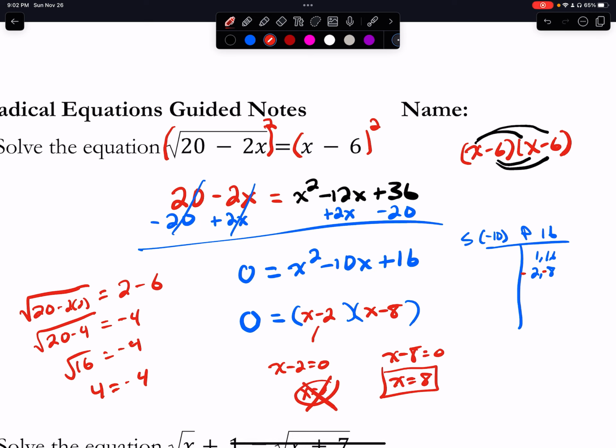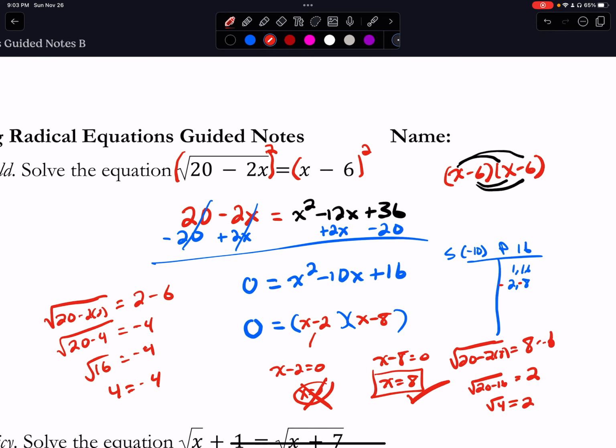We're going to cross off that answer, and then we're going to check 8. Let's see if 8 works. The square root of 20 minus 2 times 8 is equal to 8 minus 6. This looks like it's going to work. We've got the square root of 20 minus 16 is equal to 2. Is this correct? The square root of 4 is positive 2. So check, our answer does work. What happens is we have one extraneous answer. It's an extra answer.